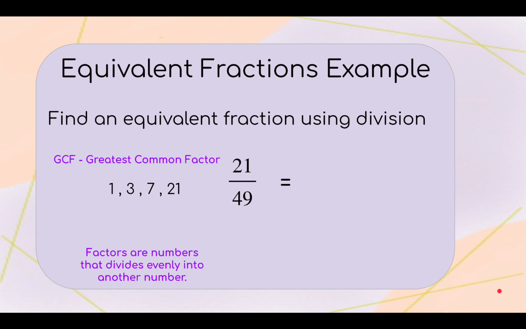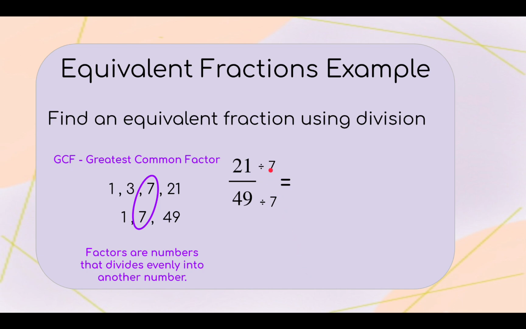The factors for 21 are 1, 3, 7, and 21, because 1 times 21 would give me 21, and 3 times 7 would give me 21. Now, my factors for 49 are just 1, 7, and 49. 1 times 49 is 49, and 7 times 7 would give me 49. So looking at both factors, I see that they have 7 in common. Therefore, I can divide both my numerator and my denominator by 7 to find an equivalent fraction.